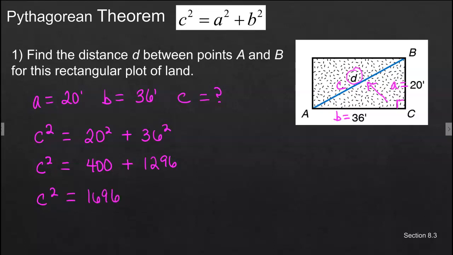1696. So to solve this, we take the square root. If C squared is 1696, then C will be the square root of 1696, and that is 41.18. We're going to round it to 41 feet, to the nearest foot. That's how the other units were given, right? They were both rounded to the nearest foot, so we'll do the same thing here.